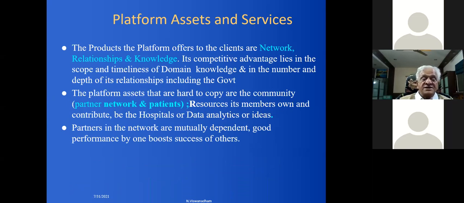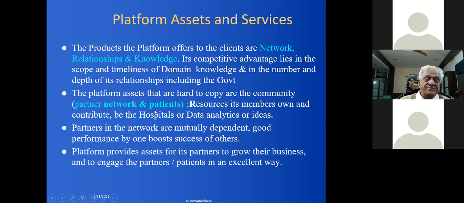And partners in the network are mutually dependent; good performance by one is needed for the success of the other. Because ultimately, it is the patients who say yes, you are doing good. And the other partner should be making money and so on. So it is all mutually dependent. And the platform provides assets for its partners to grow their business and engage.